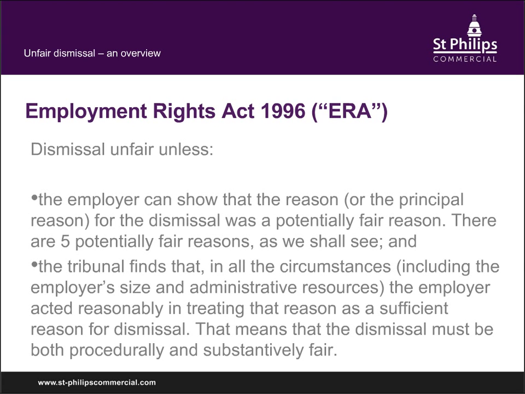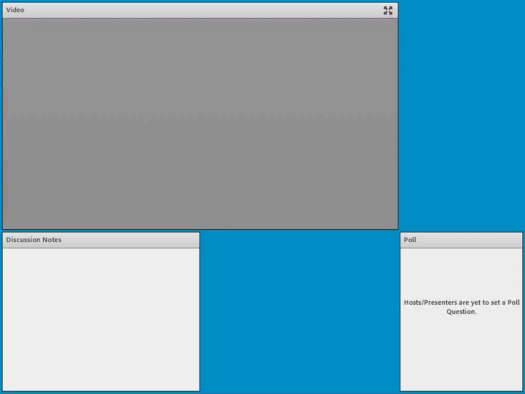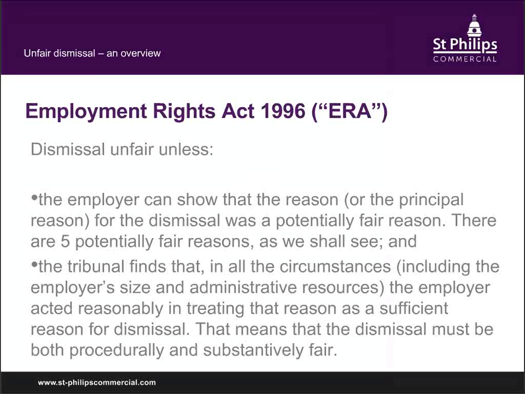So the current provisions regarding unfair dismissals are contained in the Employment Rights Act 1996. I've put an extract from that on the slide, which you can see now. That provides that the dismissal of a qualifying employee will be unfair unless the employer can show that the reason or the principal reason for the dismissal was a potentially fair reason, and there are 5 potentially fair reasons, as we'll see. And secondly, the tribunal finds that in all the circumstances, the employer acted reasonably in treating that reason as a sufficient reason for dismissal. So that means that the dismissal must be both procedurally and substantively fair.